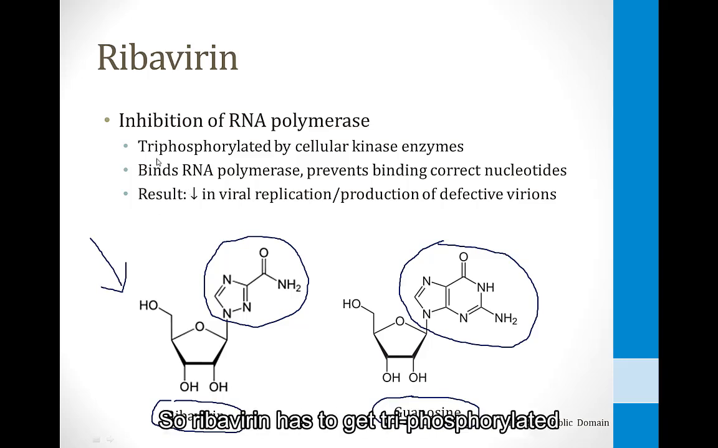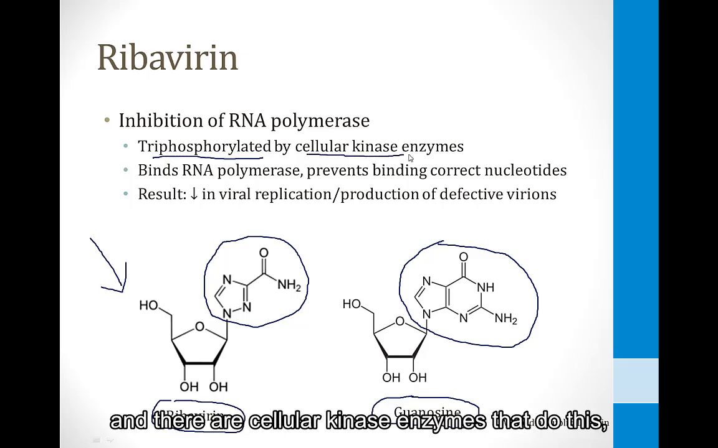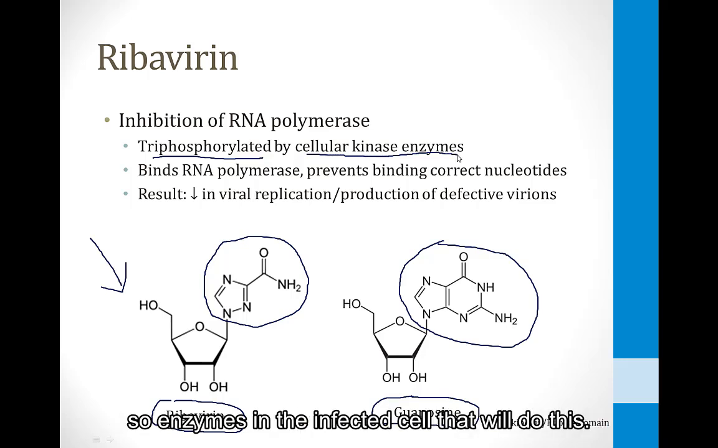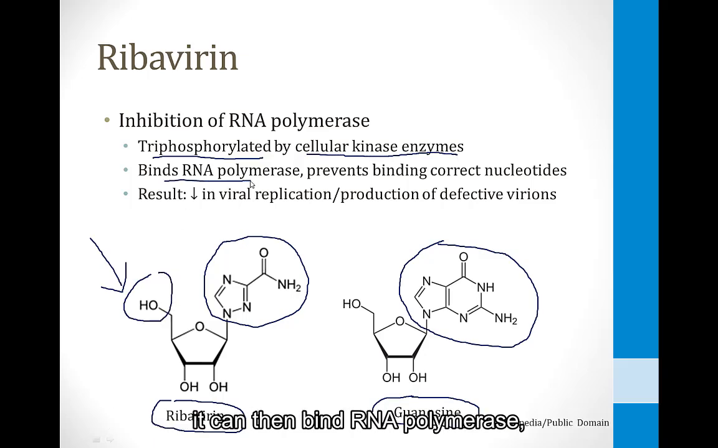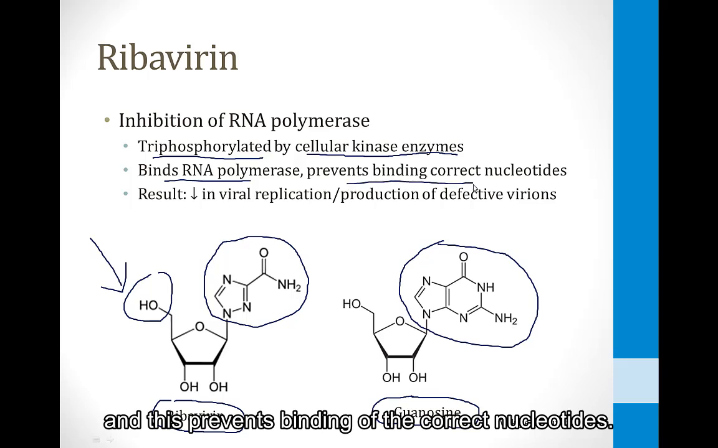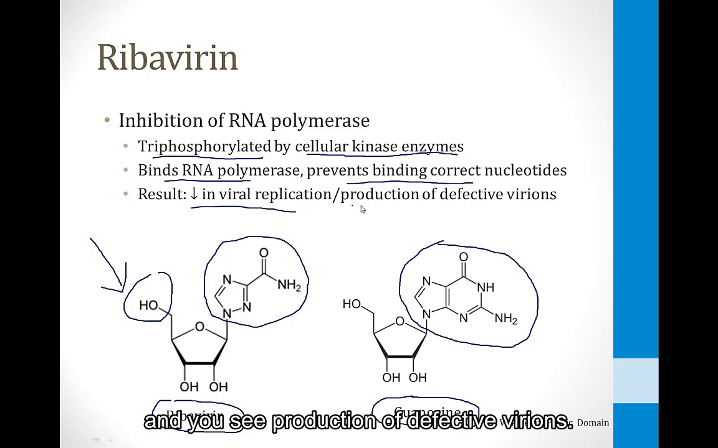So ribavirin has to get triphosphorylated to be incorporated into RNA, and there are cellular kinase enzymes that do this, so enzymes in the infected cell that will do this. Once ribavirin has 3 phosphates attached here, it can then bind RNA polymerase, and this prevents binding of the correct nucleotides, and as a result, you see a drop in viral replication and you see production of defective virions.